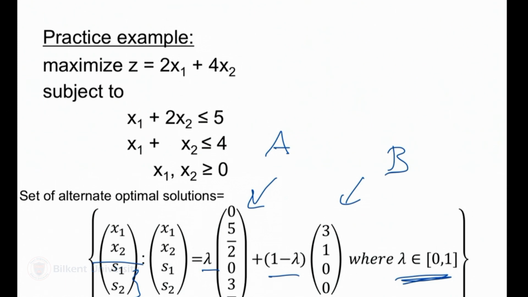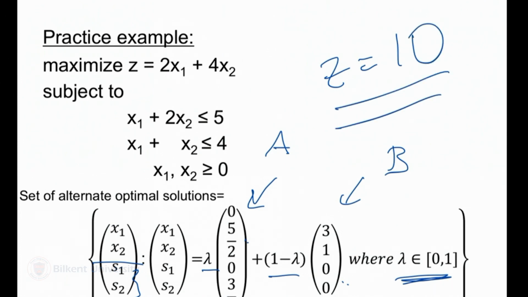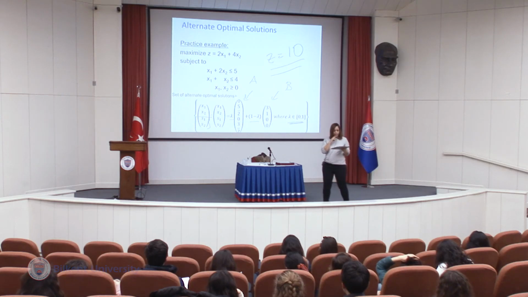You put lambda equals to 1, you get this A corner point. You put lambda equals to 0, you get B corner point. But of course, any value of lambda is going to get you to a new optimal solution. And all of them will have value equal to 10. Okay, you should plug in and see that that's indeed the case. Sounds good? Okay, let's take a break now.